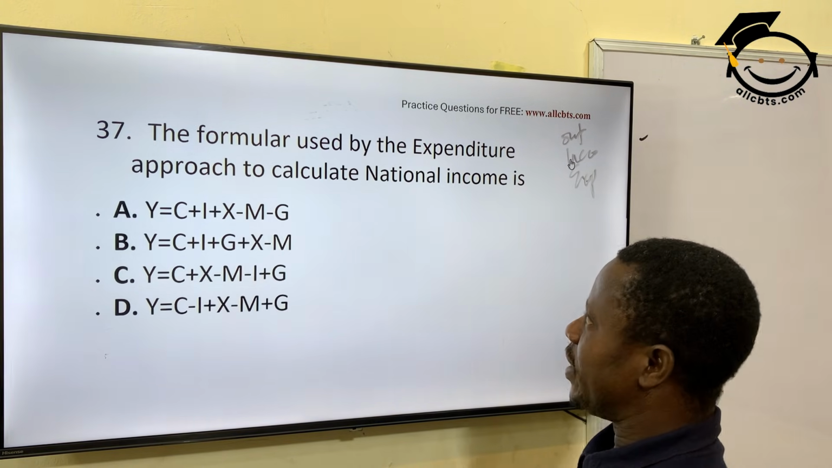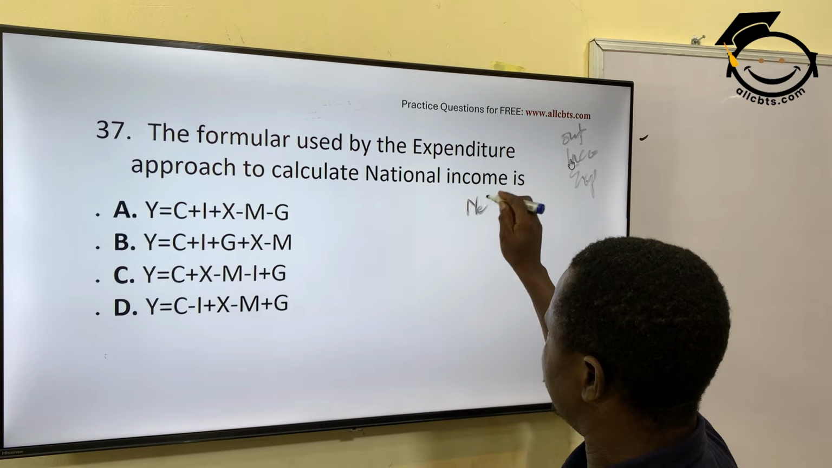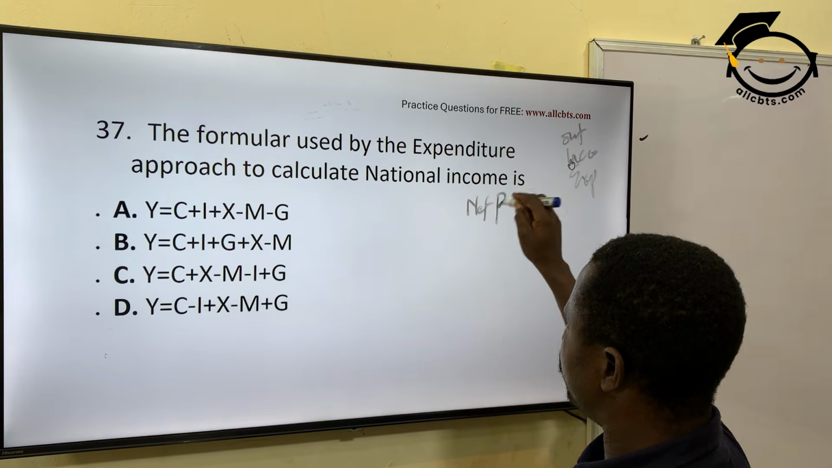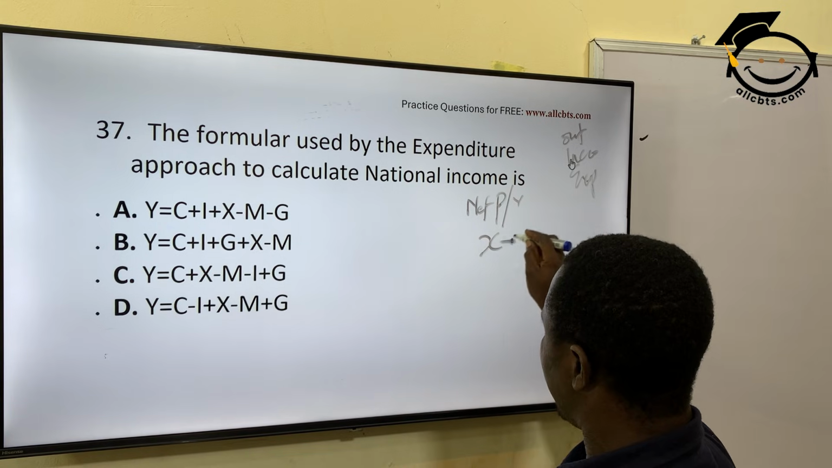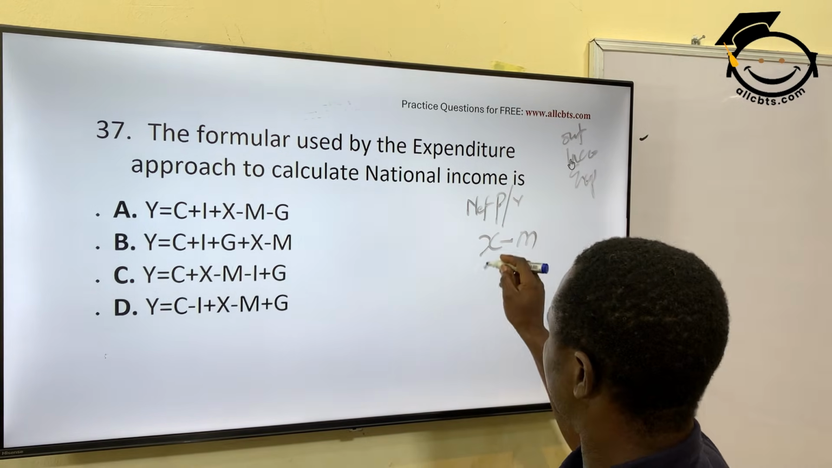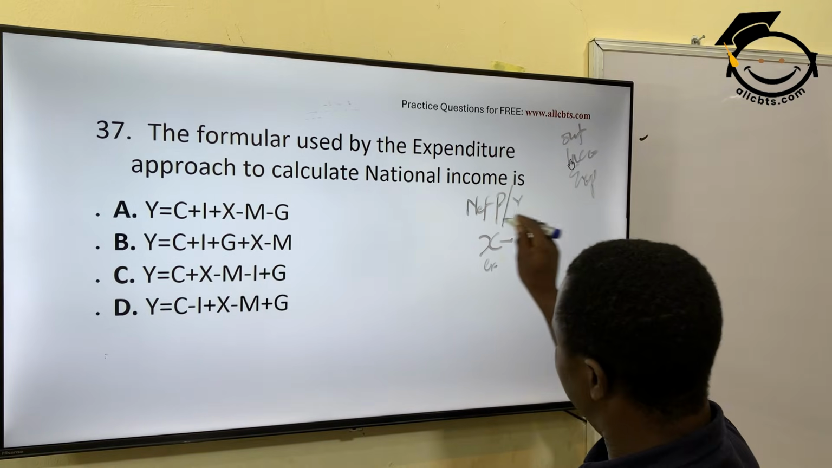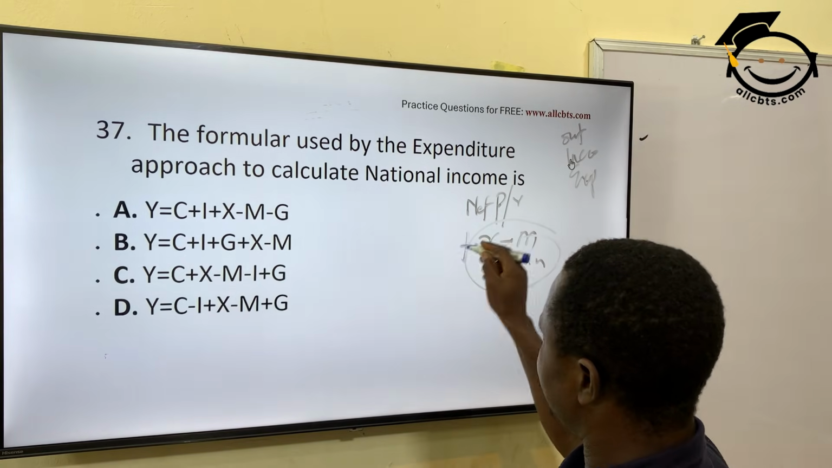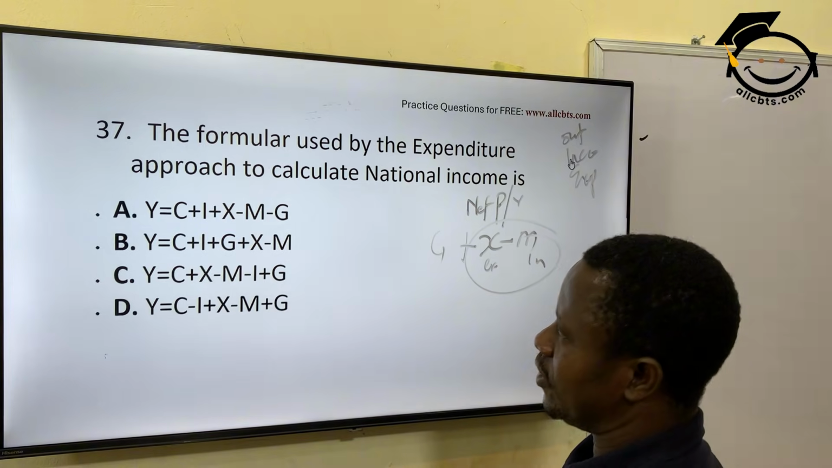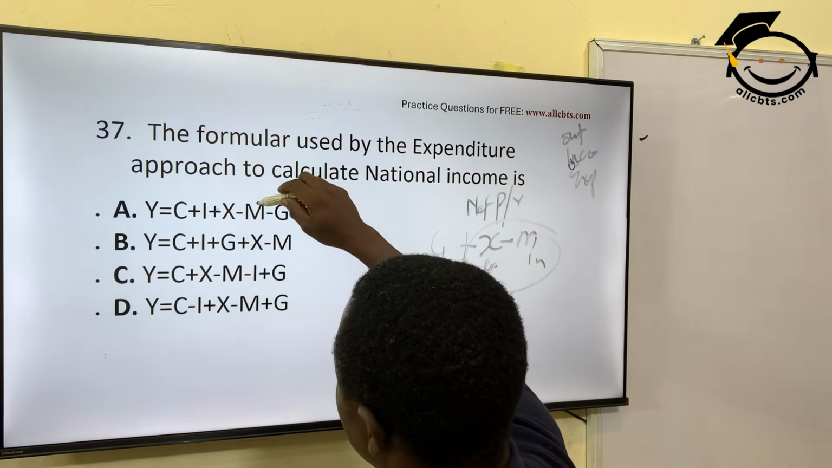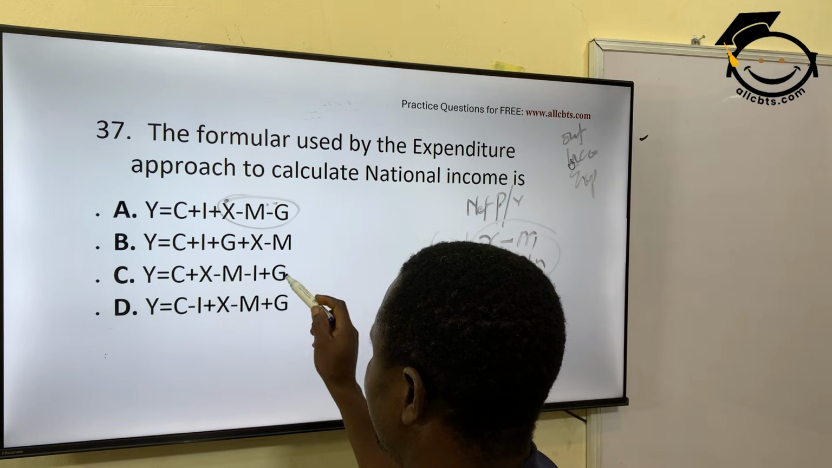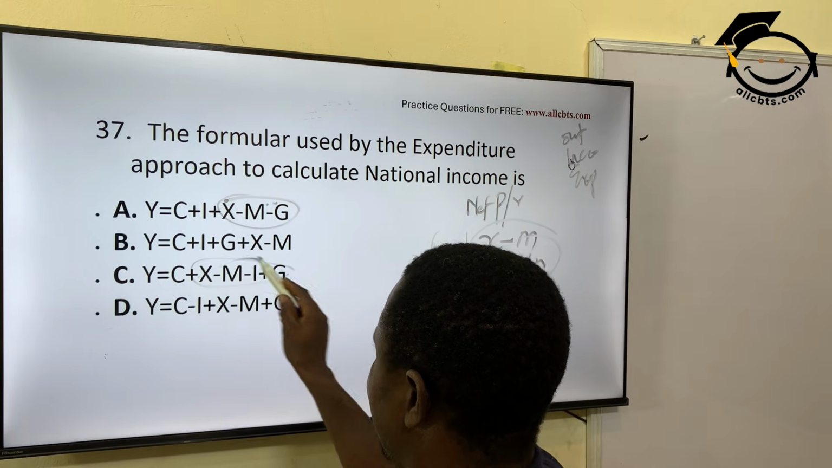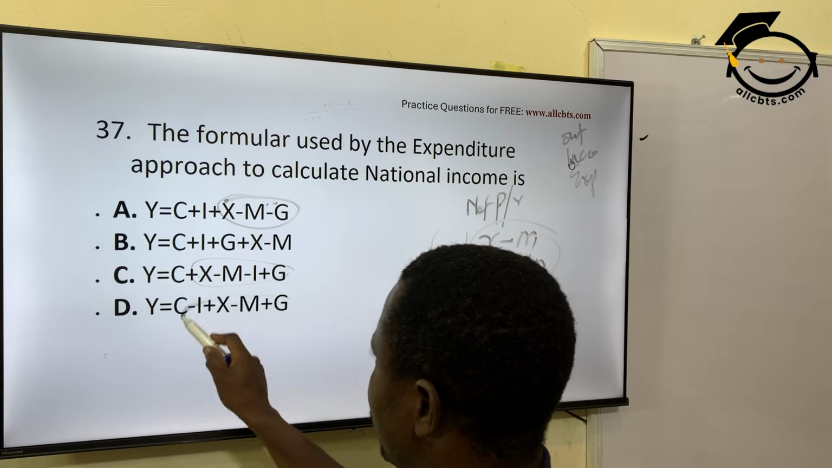Okay, and remember that when we talk about net product or net income from abroad, we are talking about the difference between X and M. That is export minus import. This must be like this to plus it with what we have as government. So let's see. This one is saying this is not correct, nothing like this. Okay, this also not correct because X and import are not together. This is also not correct, they're not together.